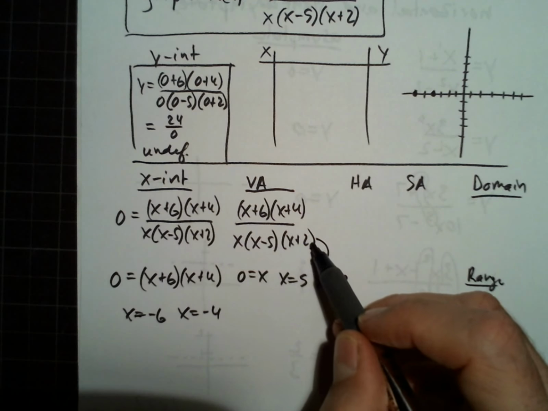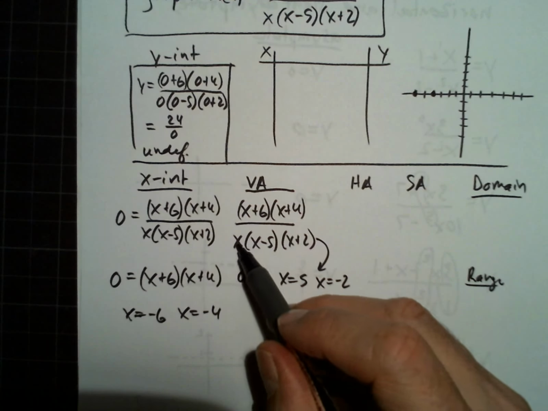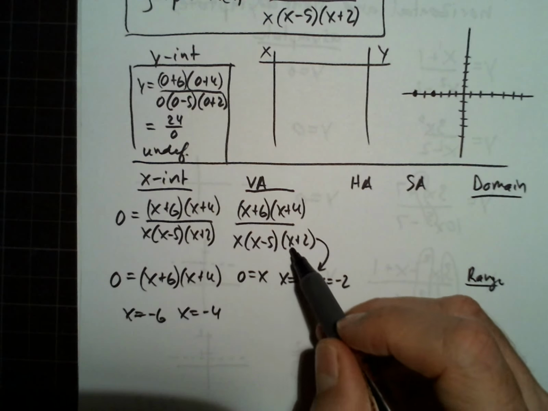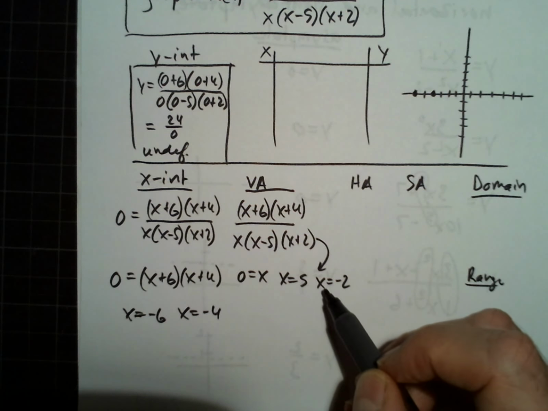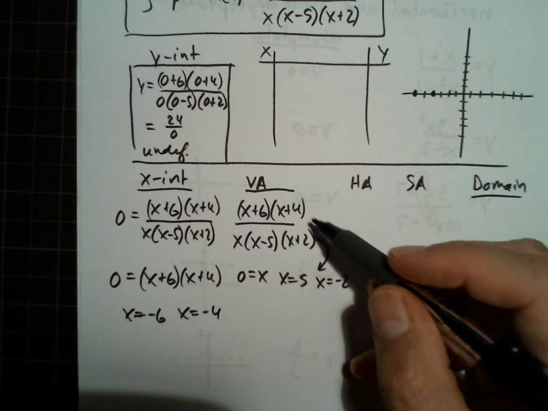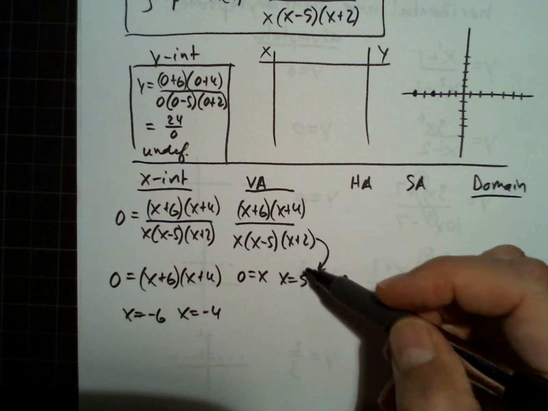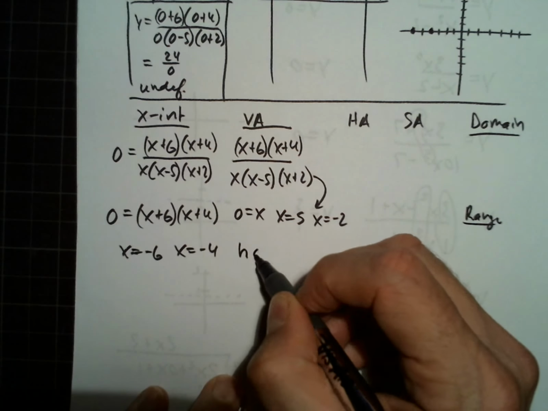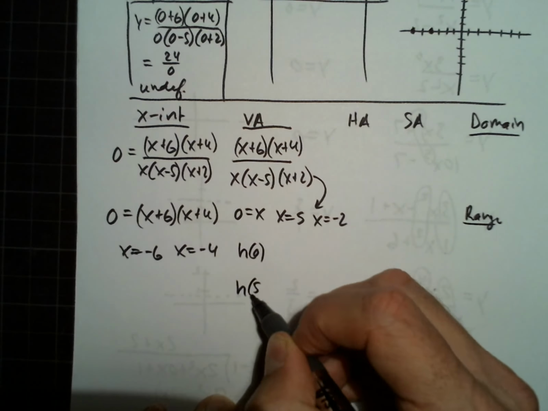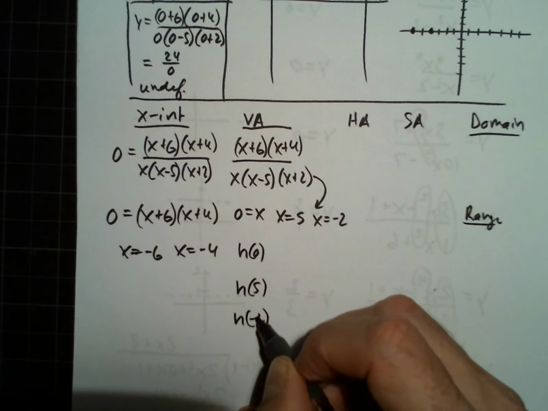If we set the denominator equal to 0, we'll have x equals 0, x equals 5, and x equals -2. All of these are possible vertical asymptotes. None of them make the numerator 0, so they're all vertical asymptotes, and we can check their h of 0, h of 5, h of -2.